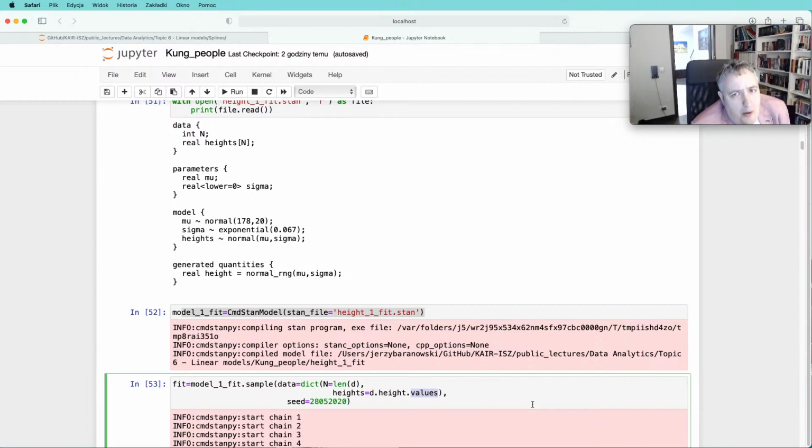In the case of PyStan, at least in the previous version, I haven't checked PyStan 3, you could send the slice of the data frame, and it was converted to the appropriate format. In the case of CmdStanPy, this is not possible. You have to use the NumPy array.